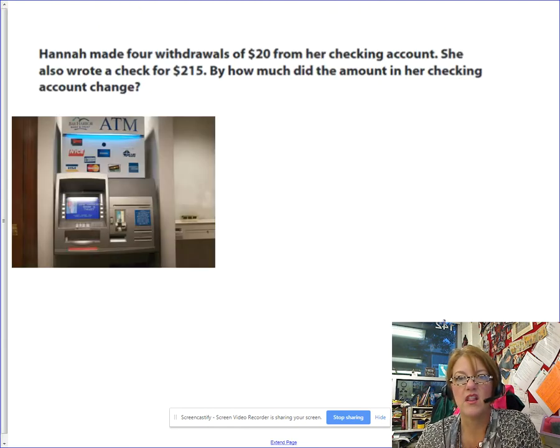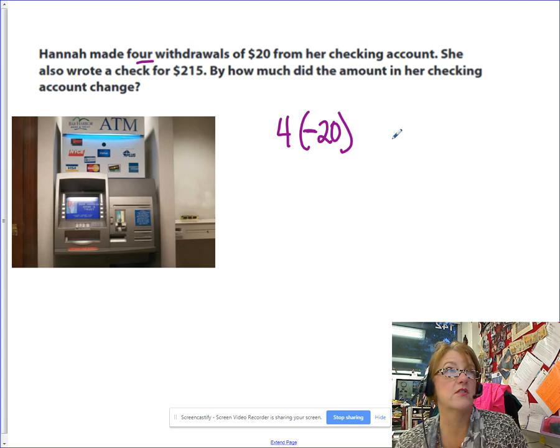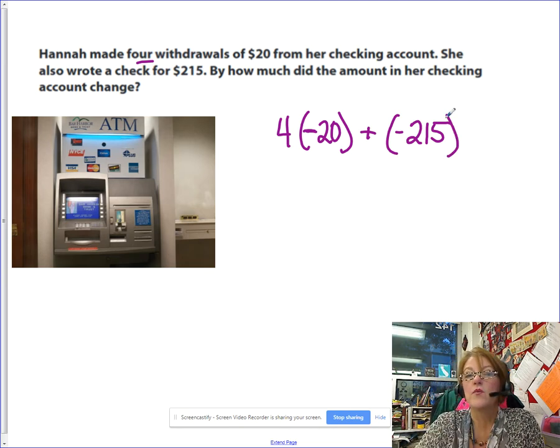So let's go. This first one talks about Hannah, and she had 4 withdrawals of $20 from her checking account, and she also wrote a check for $215. By how much did her checking account change? Well, 4 withdrawals of 20, and withdrawing means you're deducting from your account, so that would look like this. And then she also wrote a check for $215. You could write this as subtract 215, or you could think of this as adding negative 215. Either way is the same thing.